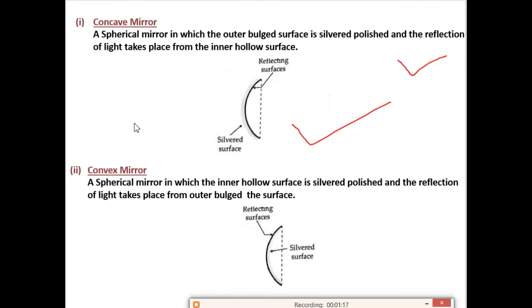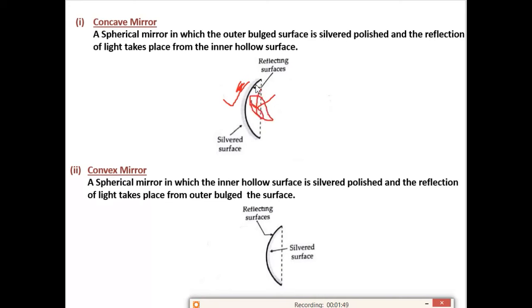So, concave mirror. A concave mirror is a spherical mirror in which the outer wall surface is silver coated and the reflection of light takes place from the inner hollow surface. See, this is the outer wall surface, this is the inner hollow surface. The outer surface is silver coated and the reflection of light takes place from this inner surface.